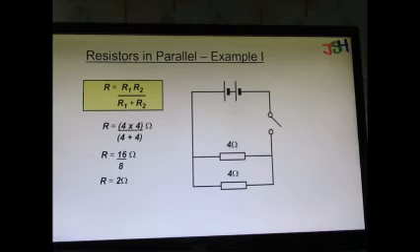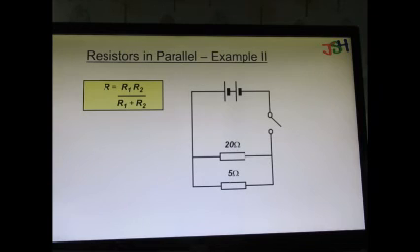Something you'll notice in this one is that the total resistance is always smaller than any of the resistors individually. Both of those are 4 ohms, but the total resistance in this case is only 2 ohms. You've got another example. Again, you multiply them first, so I have 20 multiplied by 5 on the top, which gives me 100, and then I've got 20 plus 5 underneath, which gives me 25. So 100 divided by 25 gives me 4 ohms.